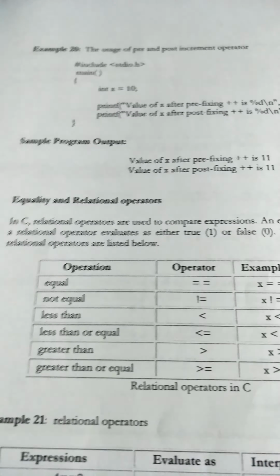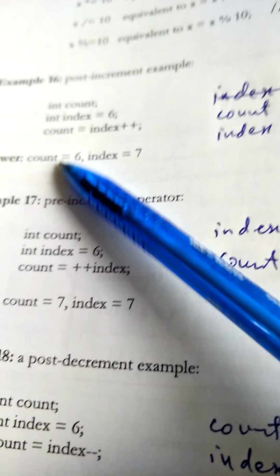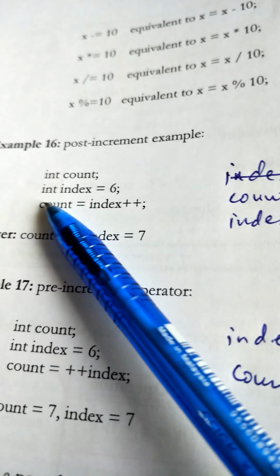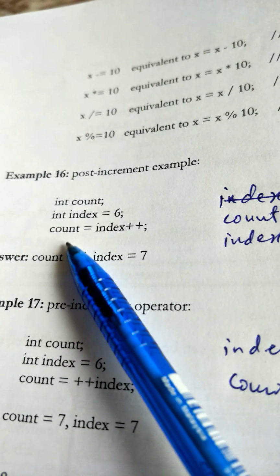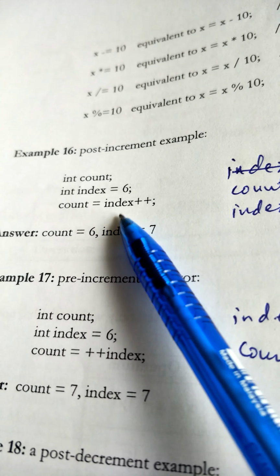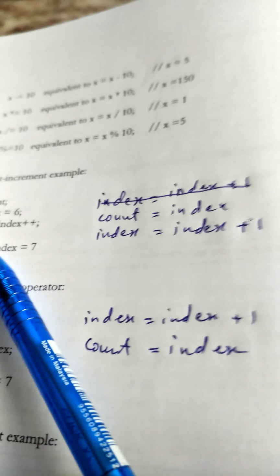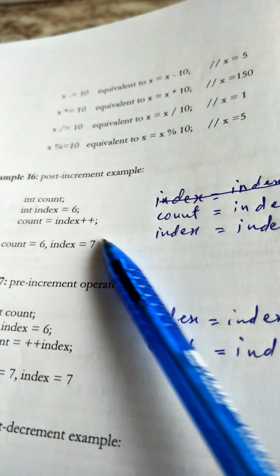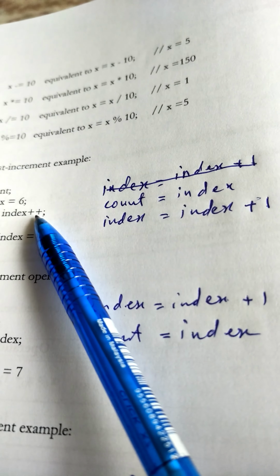All right. Now I have some more examples here. Look at post-increment. Integer counts, integer index. If we do this, counts = index++, this is the same as counts = index, then we increase index.